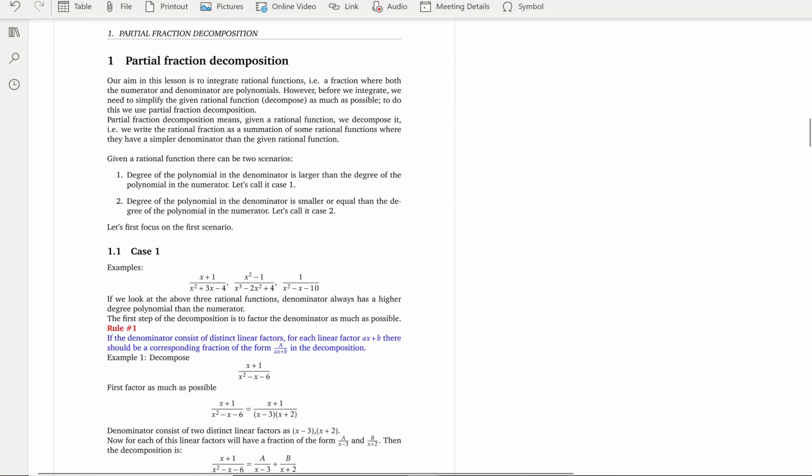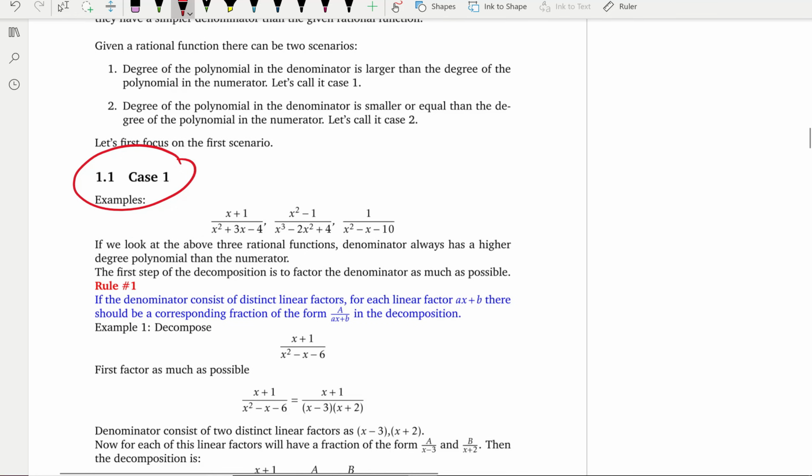Alright, hello everyone. So let's start partial fraction decomposition officially, okay? So remember the case that we are in. We are in case 1. So what is case 1? Well, when a rational function is given to you, when you compare numerator and denominator, the denominator always has the polynomial with the highest degree, okay?